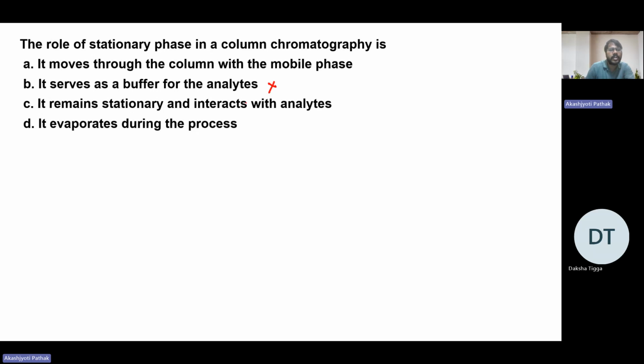Does it serve as the buffer for the analyte? That is wrong. The buffer for the analyte will be decided by the mobile phase. Your mobile phase will determine what the buffer of the analyte is. It remains stationary and interacts with the analyte. So this is the correct answer, isn't it? Your stationary phase is stationary. It is not moving when your mobile phase is passing. It is the matrix of the column and it will only interact with the analyte. It will not evaporate. So these are all wrong statements. So the answer is option C.